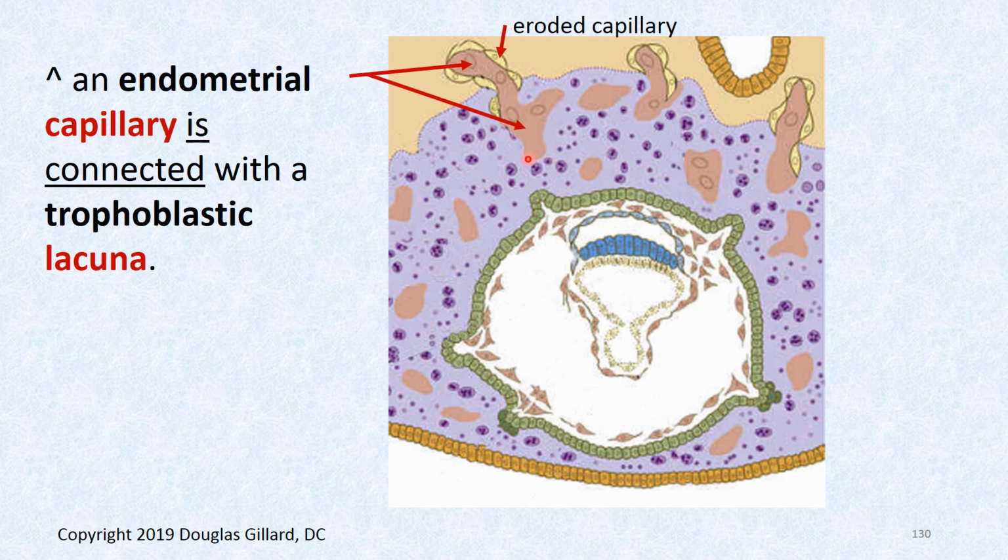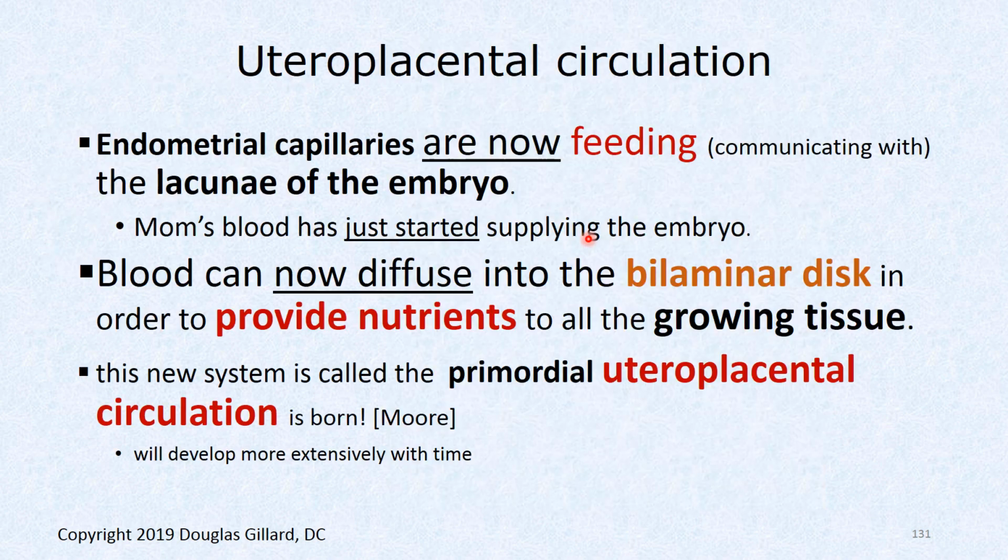The blood, oxygen for example, can start diffusing in here, all the way into here. It can feed the bilaminar disc. It can feed all these cells. If we have waste products, those can diffuse back through here and get into the venous system, which we can't see. So we've just created our first blood supply. That's called the uteroplacental circulation, which was just born. So everything I just said, the endometrial capillaries are now feeding the lacunae. So mom's blood is starting to flow. Everything I said already.